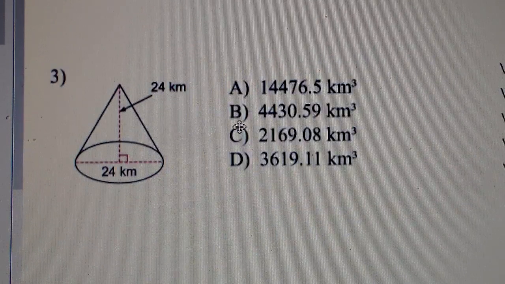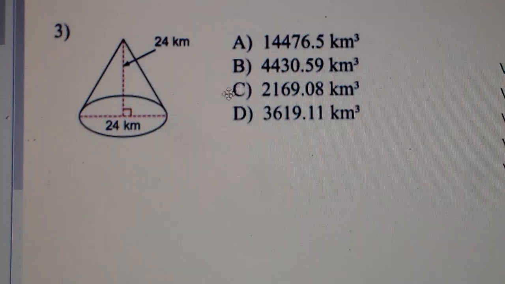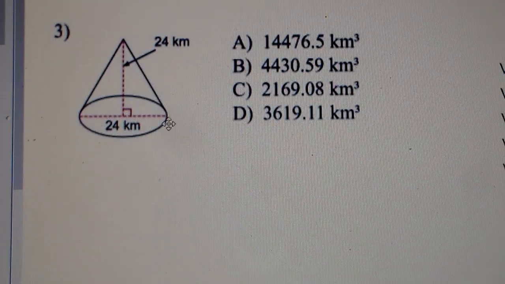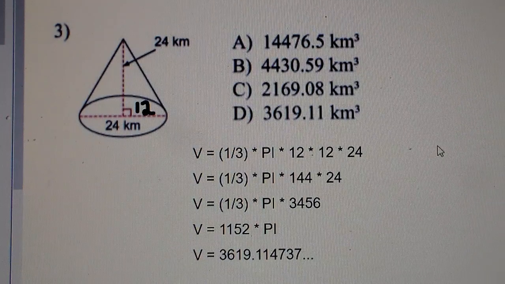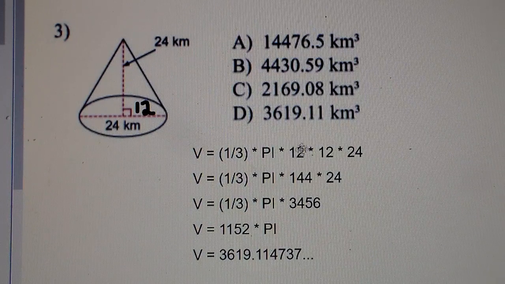Last one. This one's a little bit trickier. Our diameter is 24. So to find the radius, we have to take half the diameter. Half the diameter is 12, so the radius is 12. Now that we know that, we plug it in: 1/3 times pi times 12 times 12 times 24, because the height is 24.